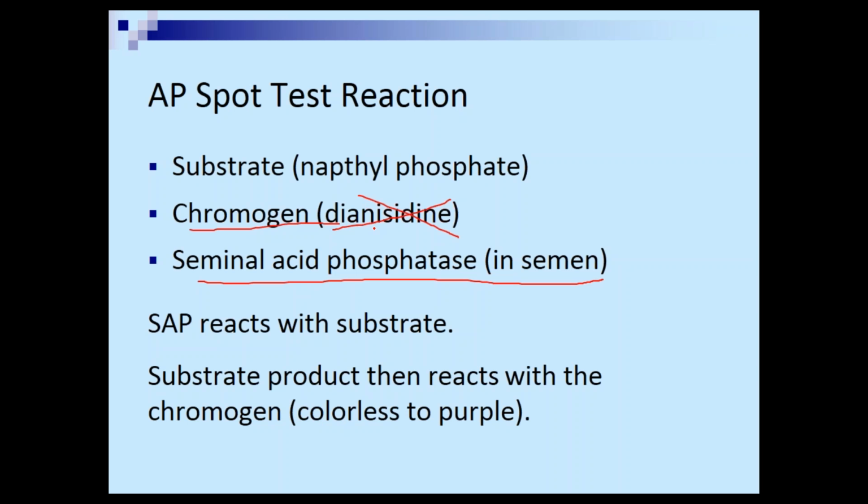Okay, and there's also a substrate. So what happens, if you're curious, is the seminal acid phosphatase reacts with this naphthol phosphate, cleaves the phosphate, and then the product reacts with the chromogen and causes the color change. What you need to know is that these materials are mixed together in a reagent, so it's not like the blood test where you add them separately. You add 1 drop on your sample, and if it turns purple, then that could be semen. If it doesn't turn purple, then there's probably not a lot of semen there.